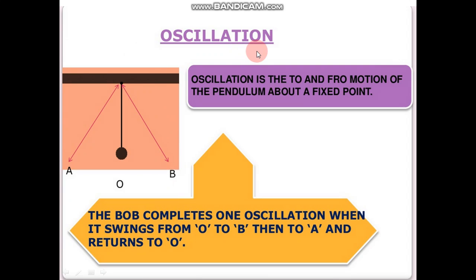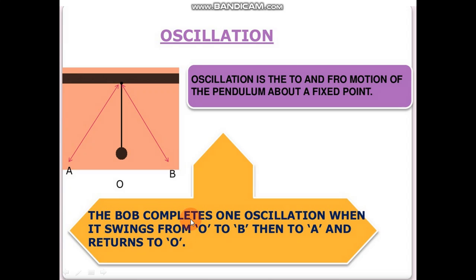Number 1, oscillation. What is oscillation? Oscillation is the to and fro motion of the pendulum about a fixed point. This is the pendulum. If it oscillates to and fro like that, then the motion is called oscillation.